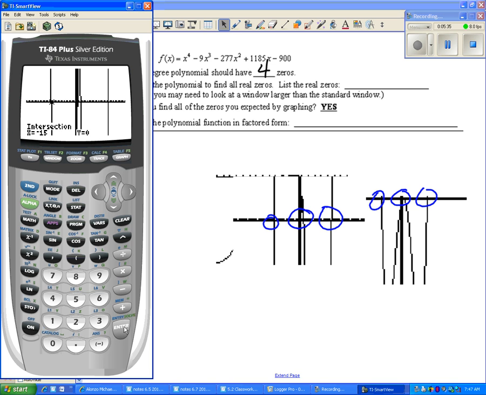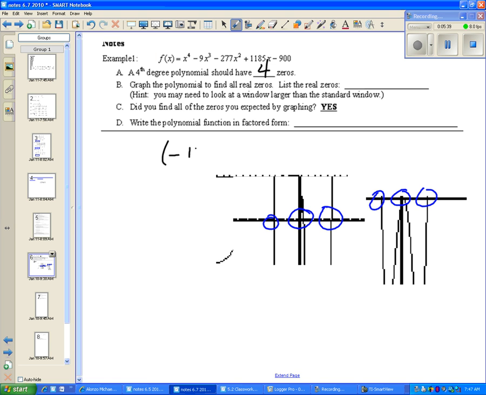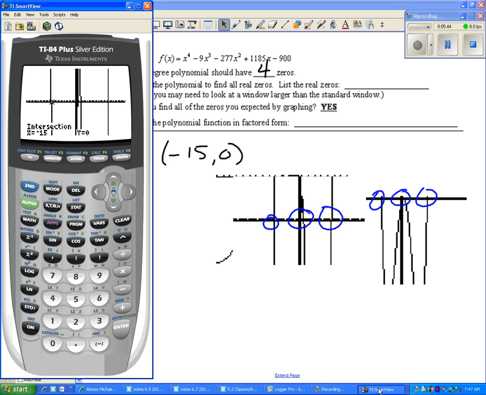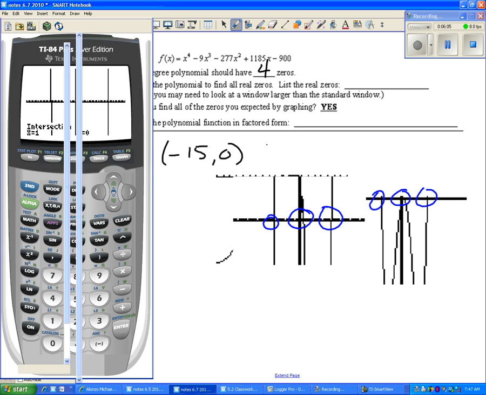So this is the coordinate negative 15, 0. That's my first intersection. My first zero, my first root, my first x-intercept. So I'm going to go second trace, go to number 5, intersection again. First curve, second curve, go over to, I want this point here, hit enter for my guess, and this is the point 1, 0.